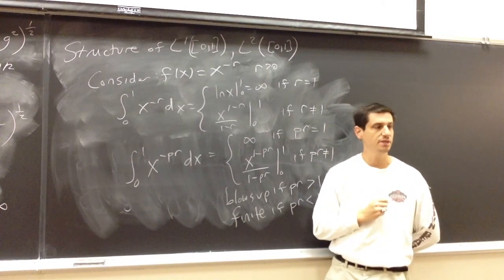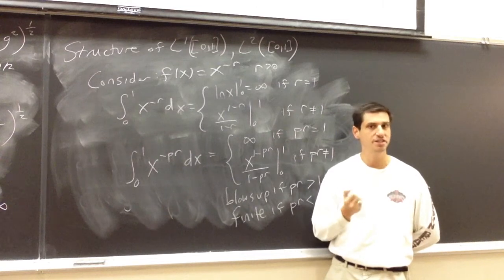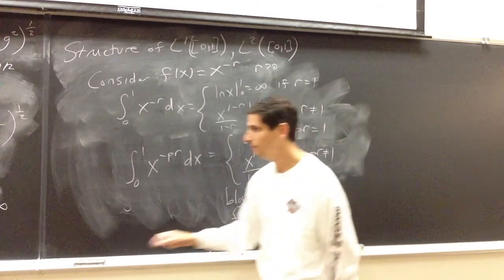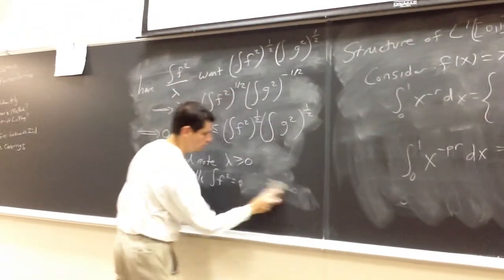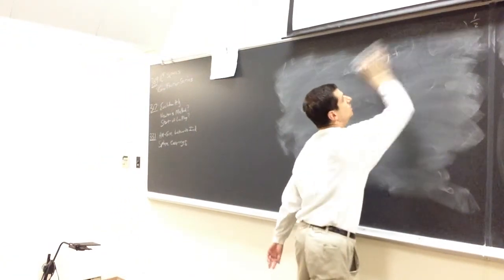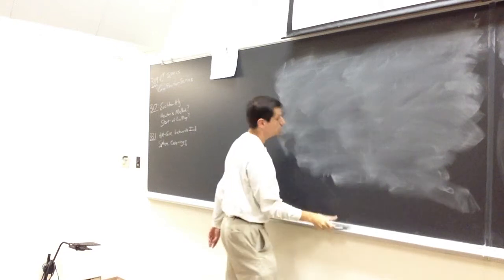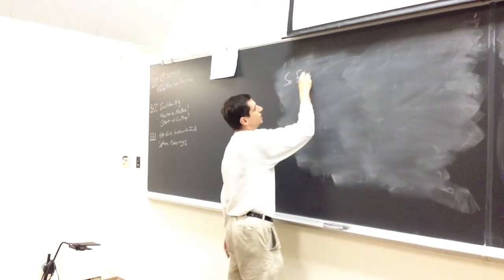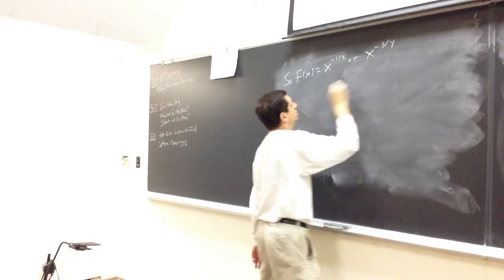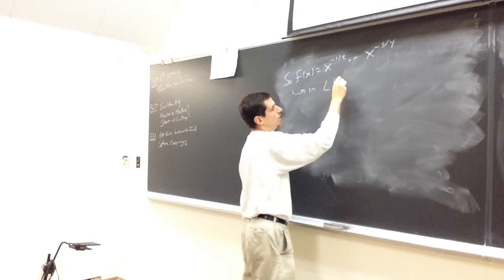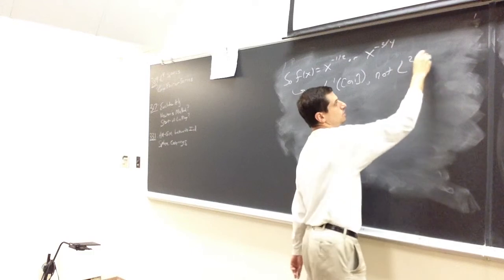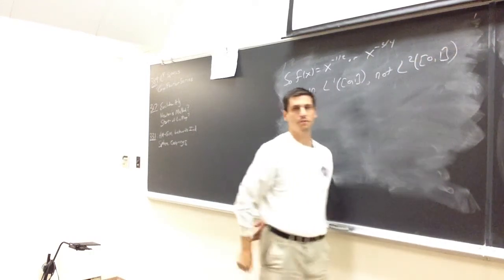So if you want an explicit example, if I take x to the negative 1/2 or x to the negative 3/4, these functions are in L1 but not in L2. So f of x equals x to the minus 1/2 or x to the minus 3/4. It's in L1 of 0, 1, but not L2 of 0, 1.